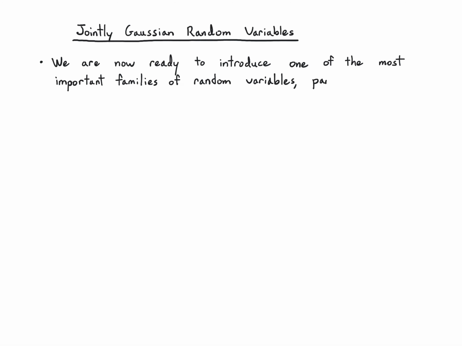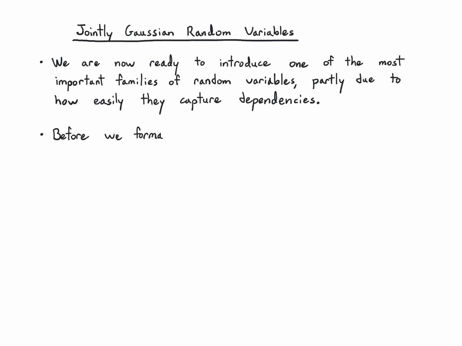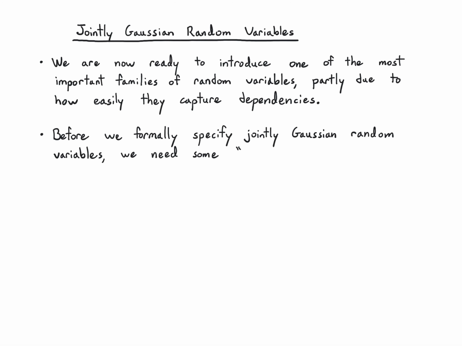And the reason that we're going to introduce this particular family is it does a very good job of capturing dependencies between random variables. Okay, and before we specify exactly what we mean by jointly Gaussian random variables, we're going to need some building blocks. If I were to just write for you the joint PDF, it would be a bit confusing and you might not see through to the intuition right away. So we're going to build our way to this family with some smaller parts.